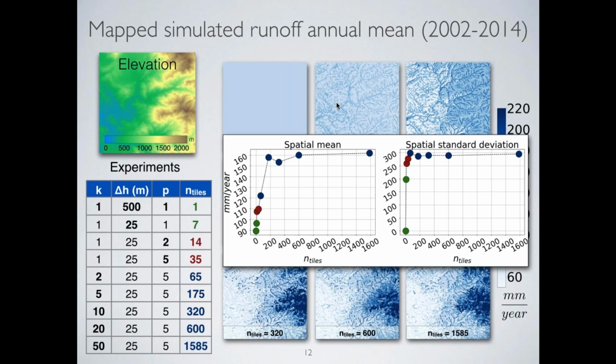And you can formalize this and just plot here the spatial mean: take each of those maps, compute the actual average, and then plot it against the number of tiles. And I color-coded it to see the parameters that I'm changing. So green, I'm changing the number of height bands. Red, I'm changing the number of intra-band clusters. And blue, I'm changing the number of characteristic hill slopes.